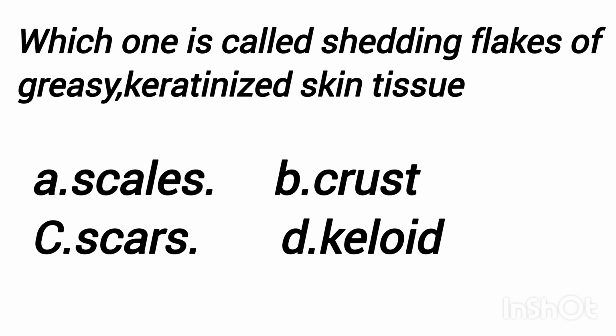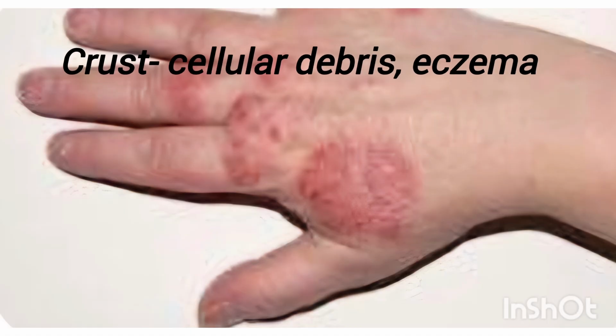So, the other one is crust. It is an encrusting deposit of dry blood, serum, cellular debris, pus and bacteria present over the skin surface. That is called crust. Scars are flat, irregular areas of connective tissue which are left after a lesion or a wound has healed. Keloids are elevated, irregular, darkened areas of excess scar tissue caused by excessive collagen formation during the healing process. For crust, an example is eczema. It looks like cellular debris.